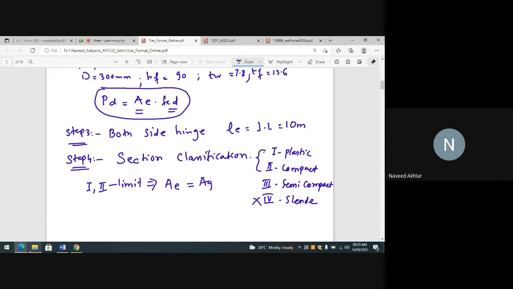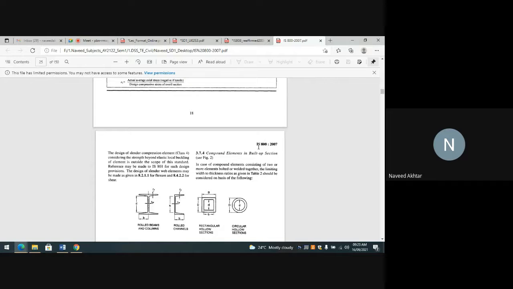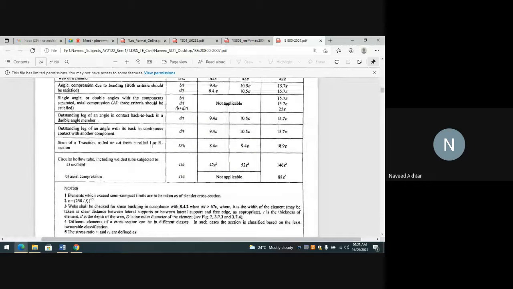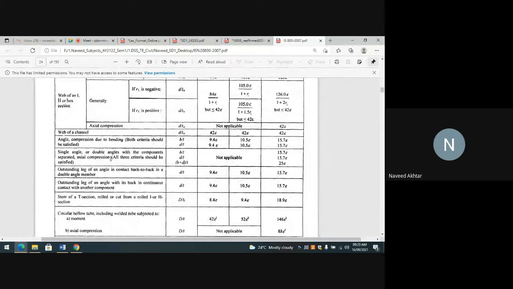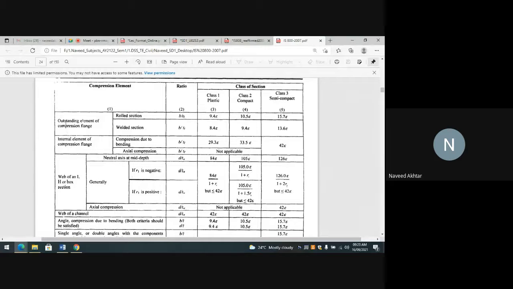That's why we need to classify the section. And section classification we are doing from Table number 2 of IS code, that is page number 18. So you can see on page number 18. You have to do the section classification for the channel section. So if you are going for the compression flange of your rolled steel section, the b/T_f ratio should be less than 9.4 epsilon, then it will be class 1 plastic.